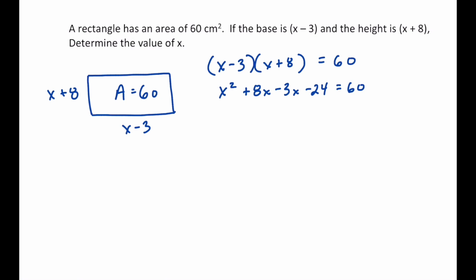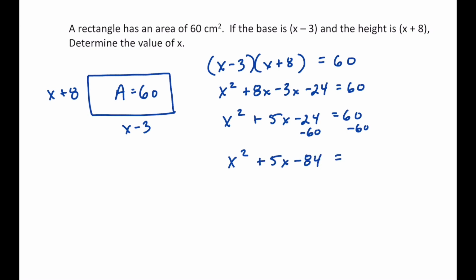On the left-hand side, we can combine our like terms. And then to get it equal 0, we're going to subtract 60 from each side. x squared plus 5x minus 84 equals 0. If you can get it this far, you should be able to factor it to finish it off. You're looking for two numbers that multiply to give negative 84, but add to give 5. Looks like it would be 12 and negative 7.